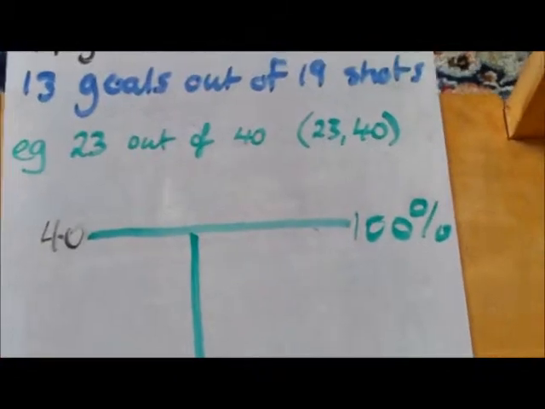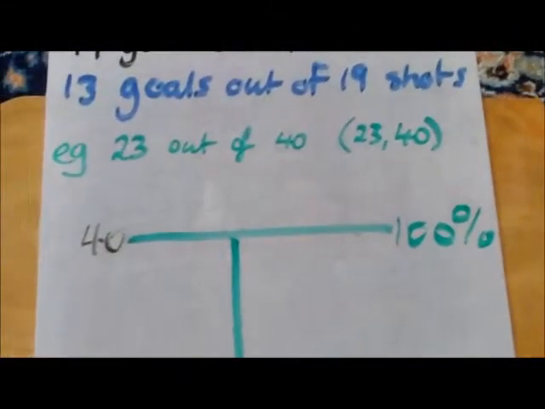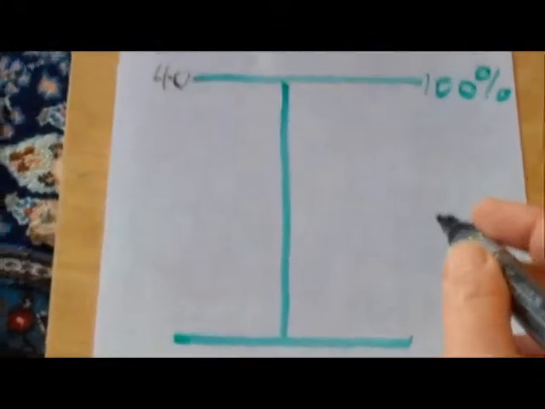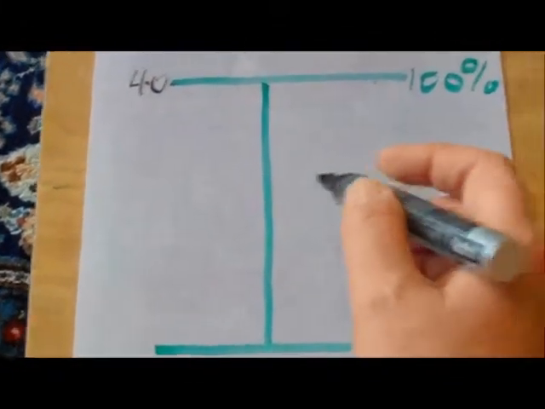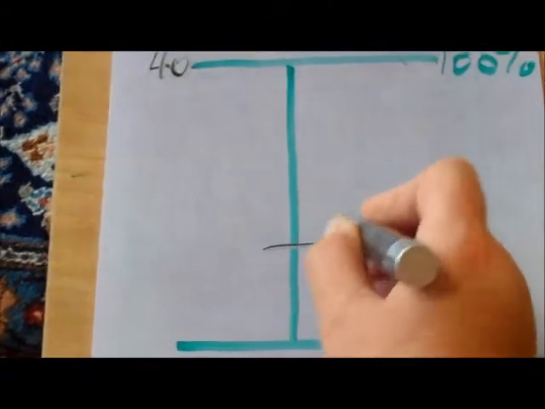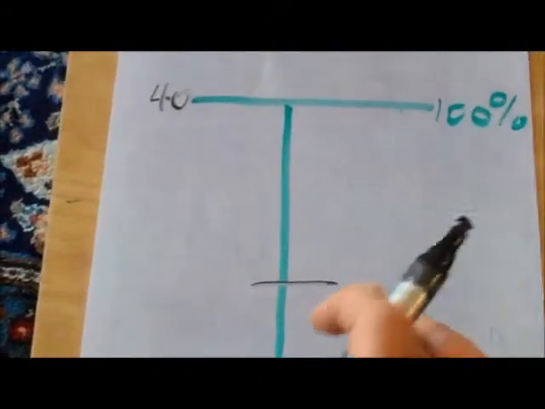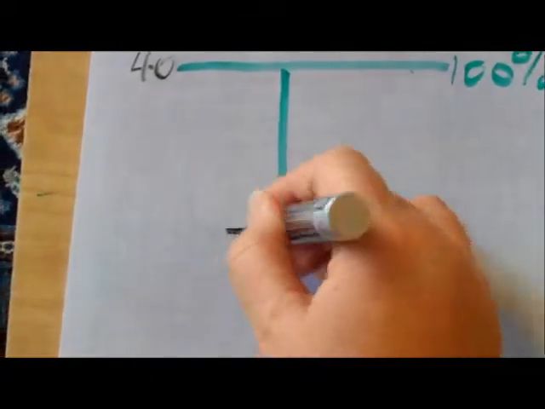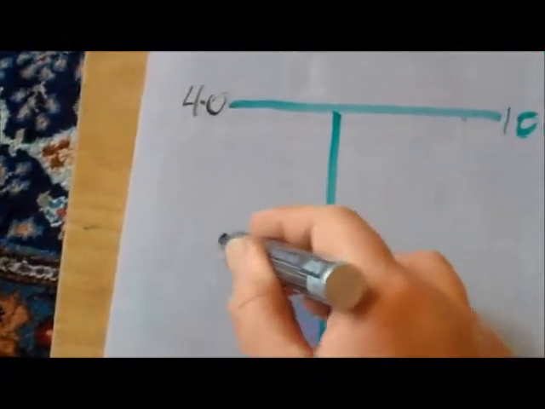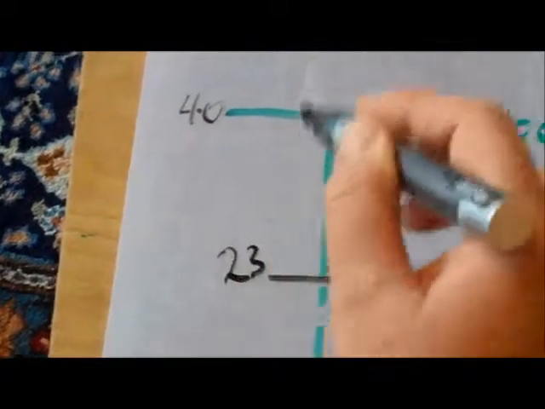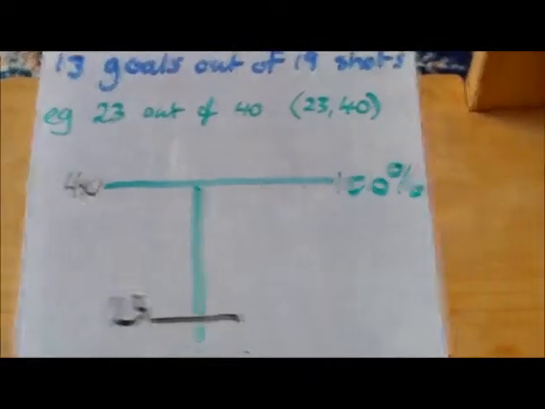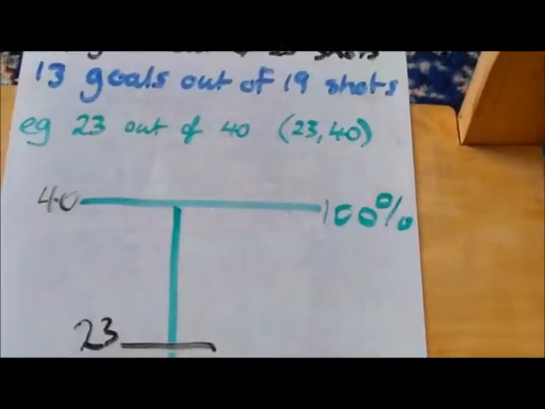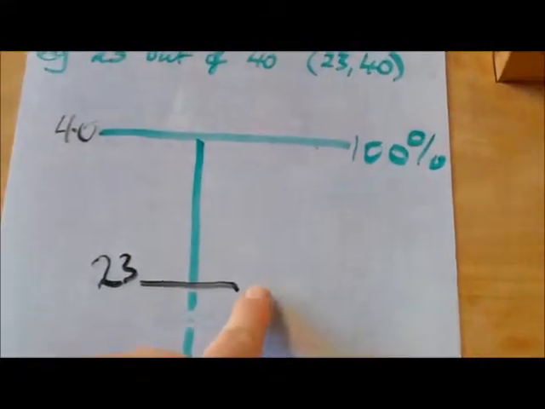But what did I actually get? Well, I actually got 23. It's probably actually closer to half, isn't it? So what I'm saying is 23 out of 40 as a percentage. So my percentage will be here.